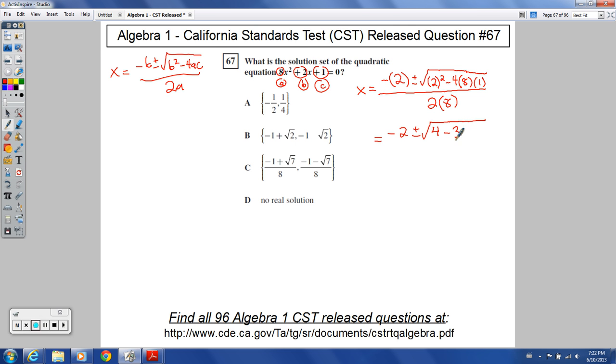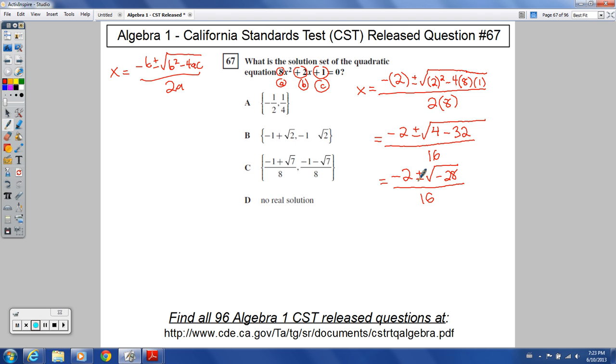all over 16. And so I'm going to keep simplifying this. You may have noticed I hesitated a little bit there because I'm noticing this is going to be negative. So I have a negative underneath the square root.